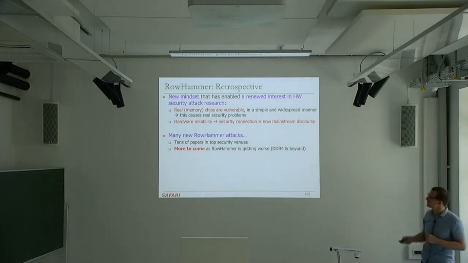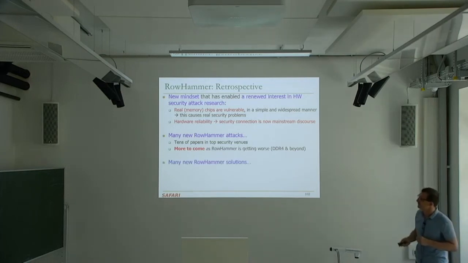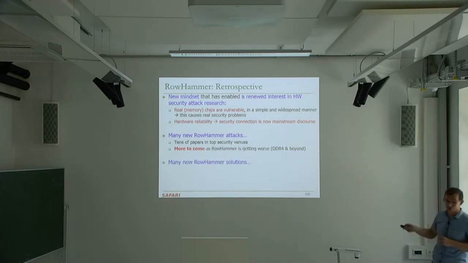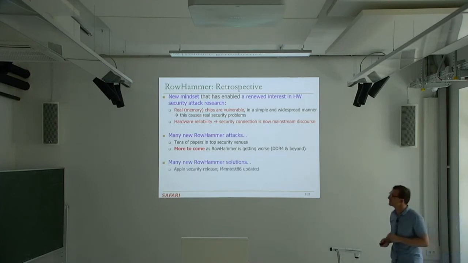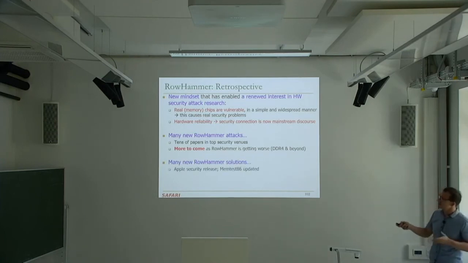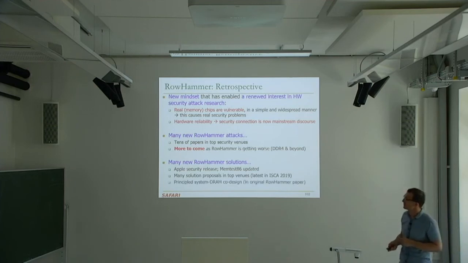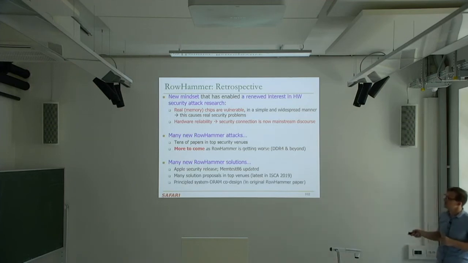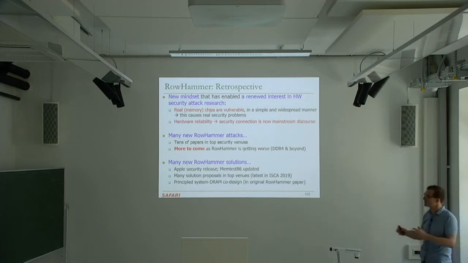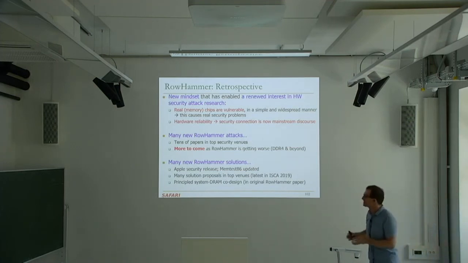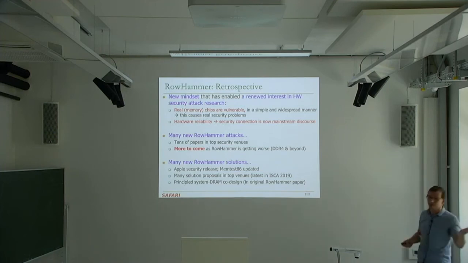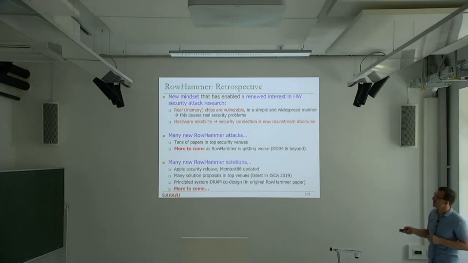The barrier to entry to RowHammer attack research is not going to be as easy in DDR4 and maybe DDR5. But I think solution research can still go on to be much more efficient. There are many new RowHammer solutions. Clearly, Apple Security released Memtest 86, for example. And there are many solution proposals in top venues also. Some of them are software-based. But I think the real solutions should have some more principled system-DRAM co-design. Basically, we cannot rely on business as usual to solve the problem, like refresh or ECC. And I believe there's more to come in RowHammer solutions as well.